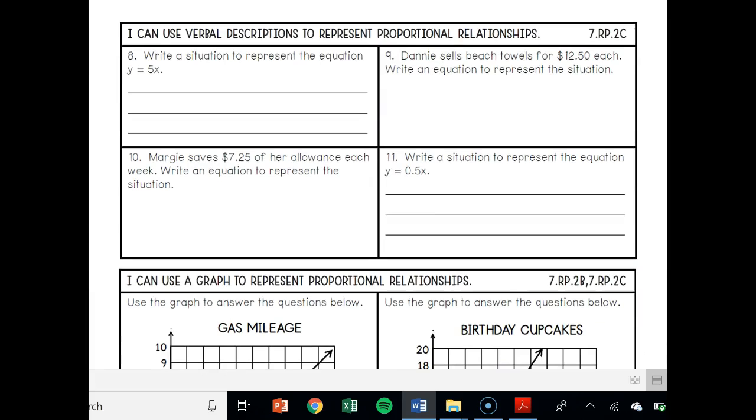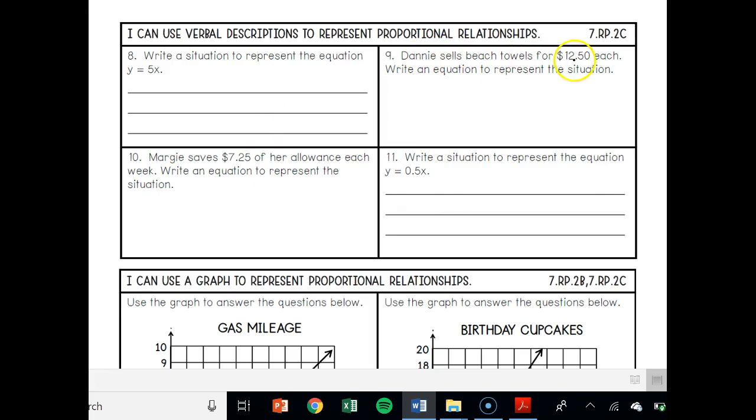All right, on the back side, I can use verbal models to represent proportional relationships. So it says, write in a situation that explains the equation y equals 5x. So where is 5 a constant, right? You know, I earned $5 every time I mow a lawn, something like that. You come up with your own.